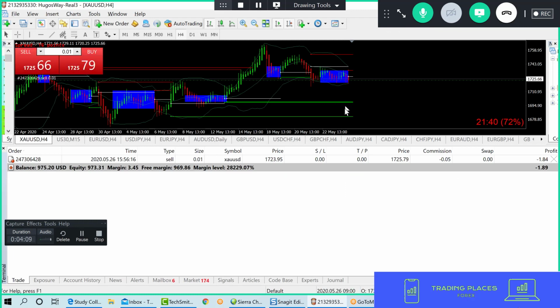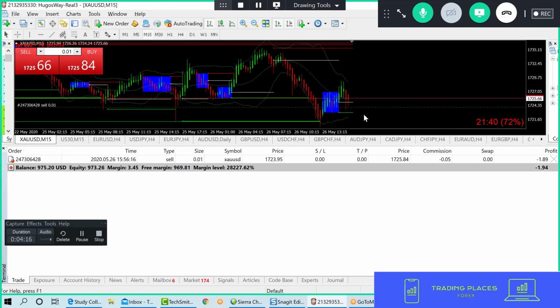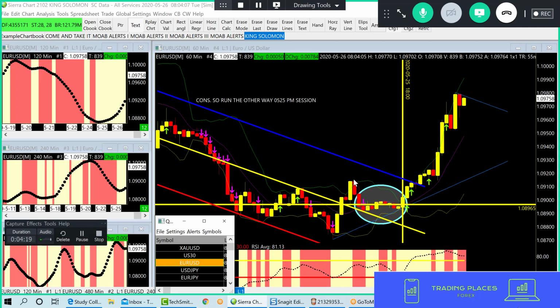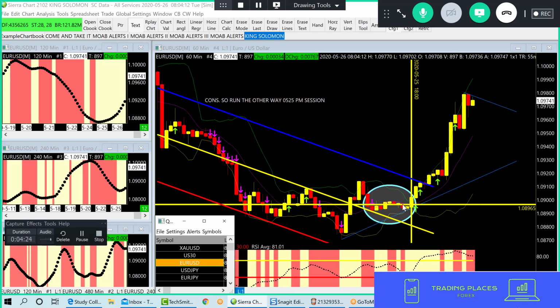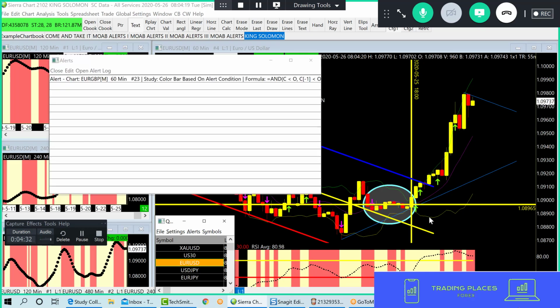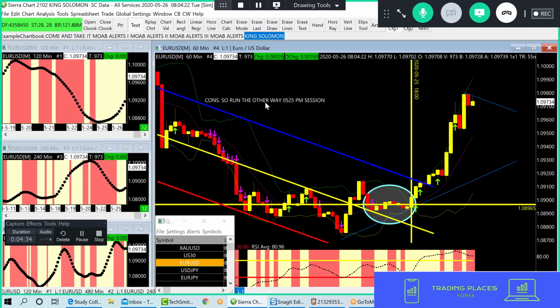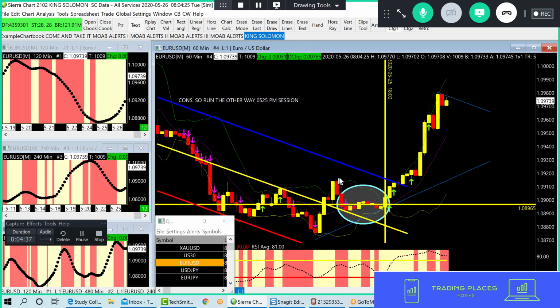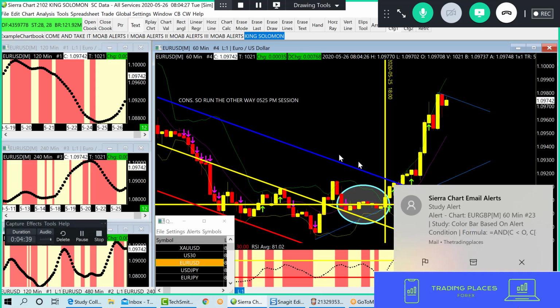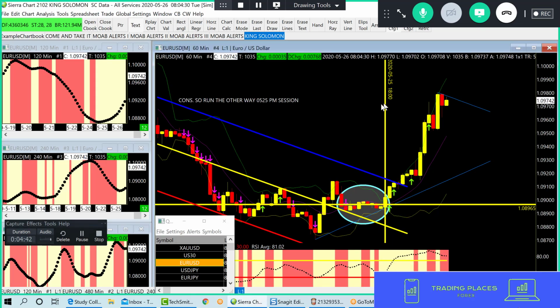Okay, starting to retrace a little bit. That's fine. We're on the 4 hour. Okay, so consolidation. So run the other way. And this booger just went long. I love it. You're going to see a lot of runners today. I saw it this morning. Woof. For those of you that traded last night, good job. Very good job for the ones that stayed up and traded.